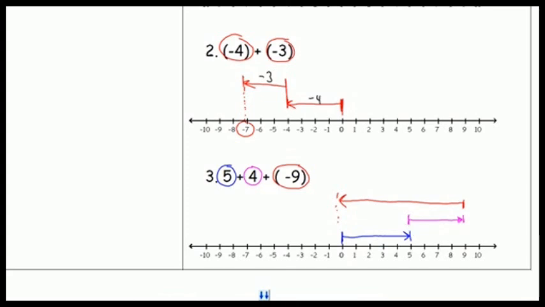Whoops, that's a very crooked line. Let me go back and do that again. That's going to be right at 0 right here. So I'm going to label my arrows. This was positive 5, this was a positive 4, and this was negative 9. And my answer was 0. Okay, that's it. That's how you model addition of integers.